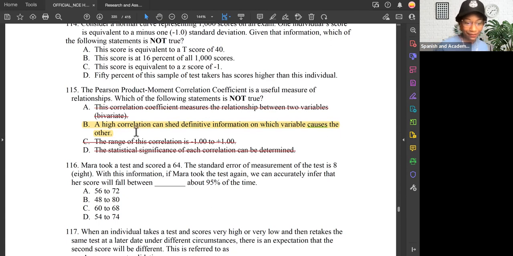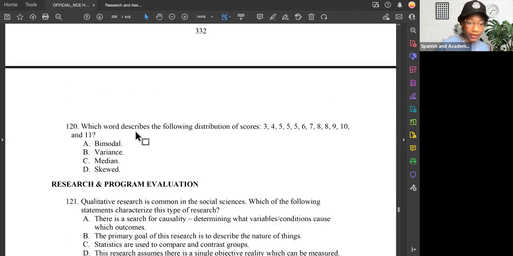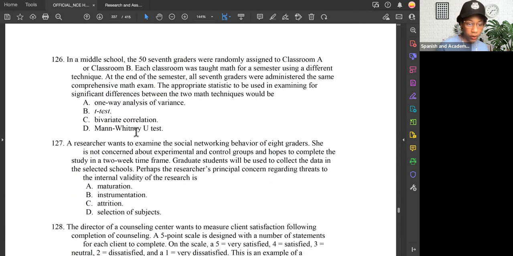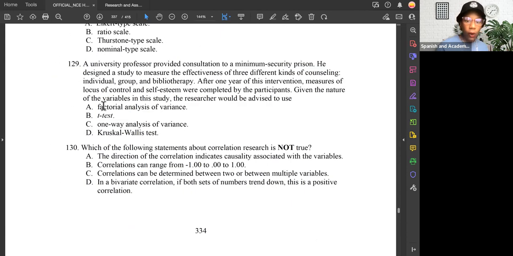Let's do it again. I'm going to take us to 130. Which of the following statements about a correlation coefficient is not true? Not true, all right? So A, the direction of the correlation indicates causality, not casualty. I know research and assessment is really serious for some of us, but not enough to cause some casualties.